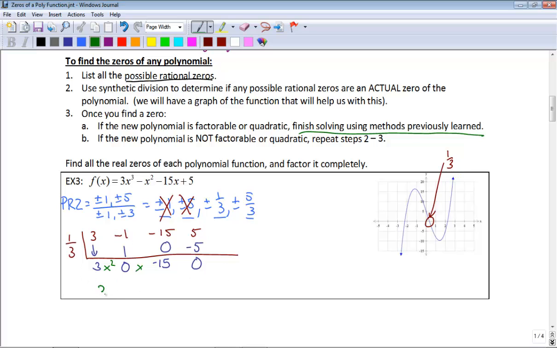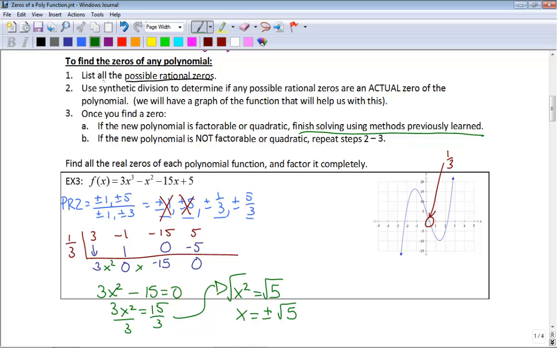So what's left? Well, 3x squared, I don't write 0x, minus 15 equals 0. So this is the polynomial that's left. Can I solve that? Yes. How can I solve that? Well, I could do this by extraction of roots. Move 15 to the other side, divide both sides by 3, and I get that x squared is equal to 5. Take the square root of both sides to solve, and I get x is equal to plus or minus the square root of 5.